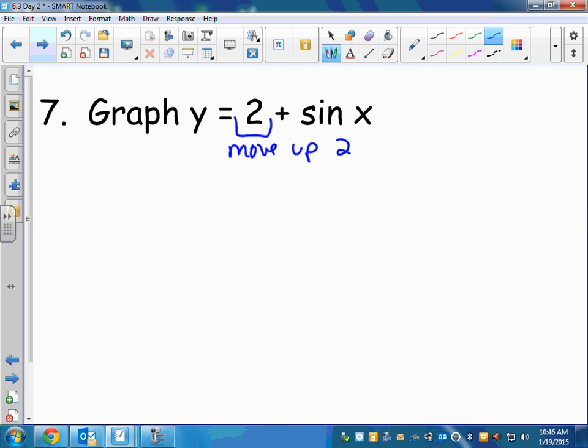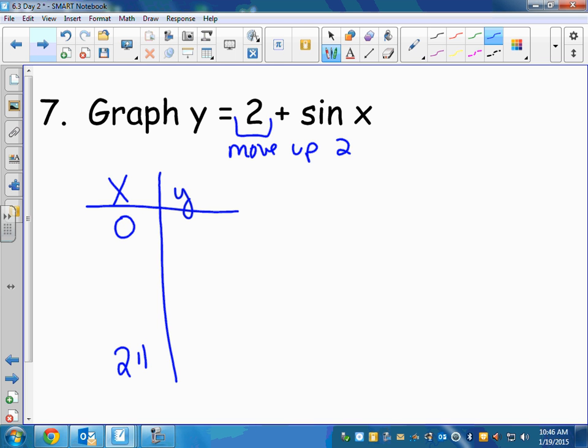So normally, what's the biggest value that we get for sine? 1. If I add 2 to that, what's my biggest value I'm going to get now? 3, right? And so that's how you can kind of think about what your y values are going to be. So same xy chart every time. The x part is always going to just go from 0 to 2 pi, and then I'm going to do the opposite or the same depending on the sine or cosine.